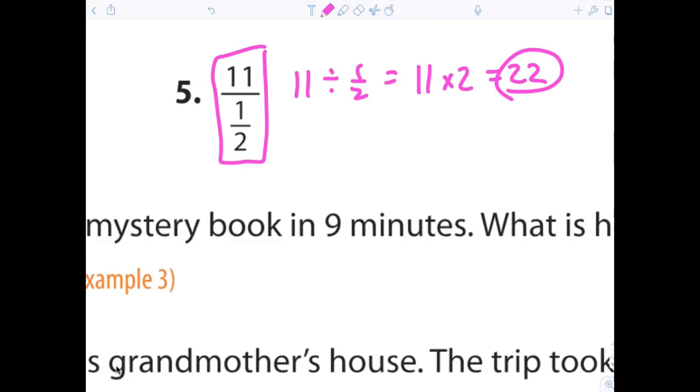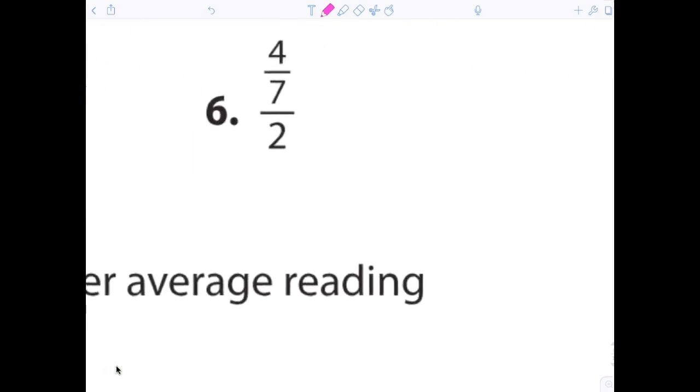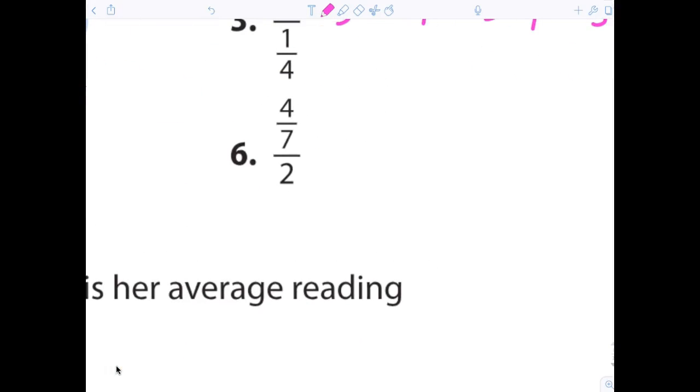All right? Let's see how we're doing now. Number 6. What does that mean? 4/7, which is the same as 4/7 times what? Divide. 1/2. Yes, ma'am. Good job. Good save. 4/7 times 1/2.